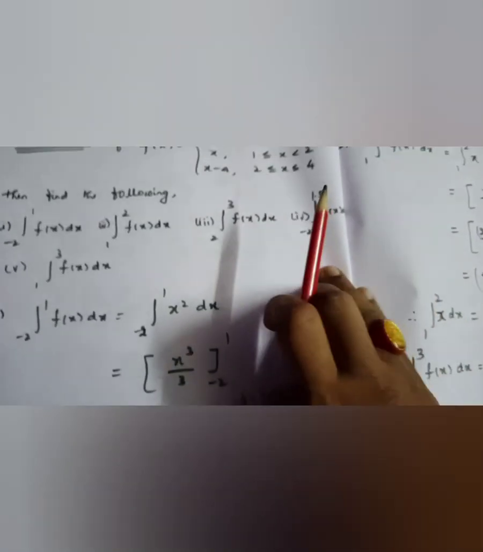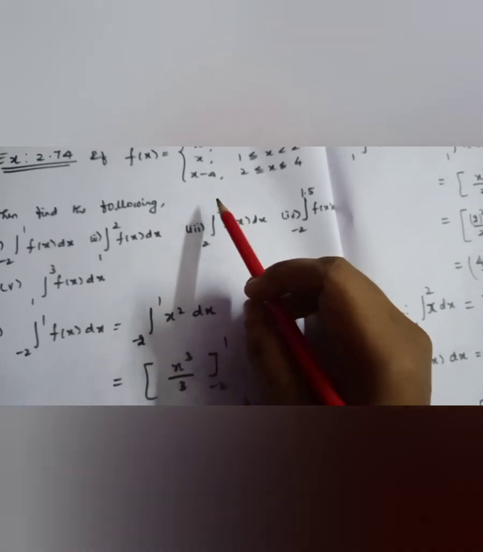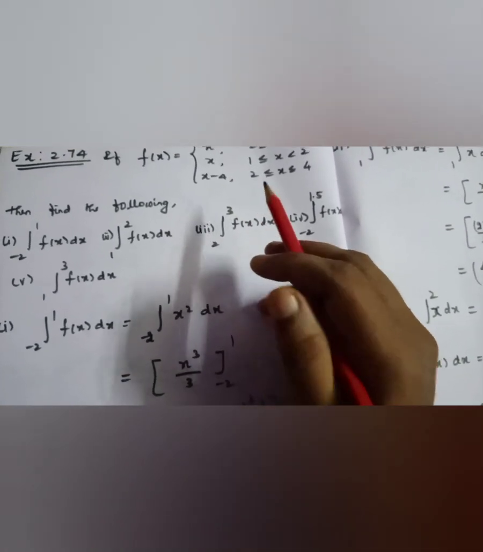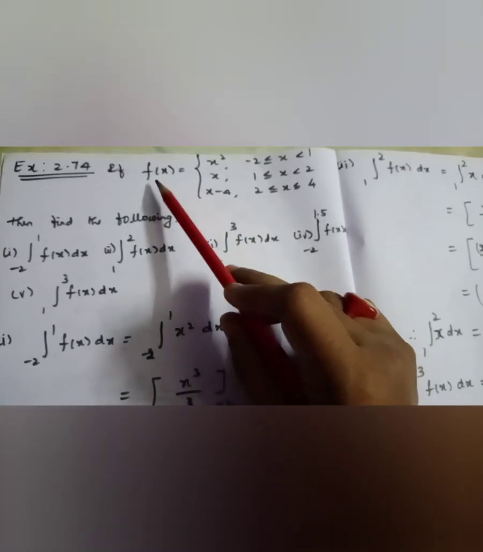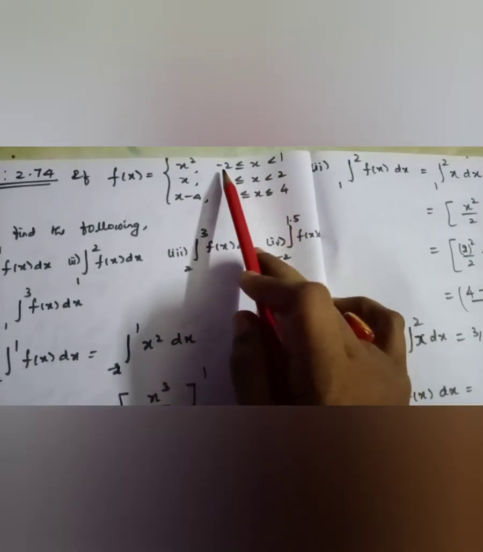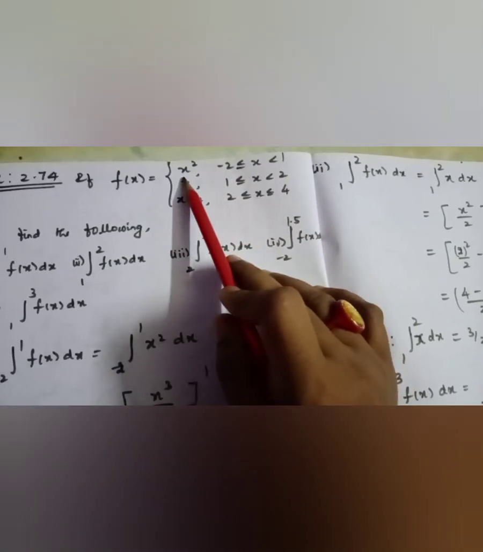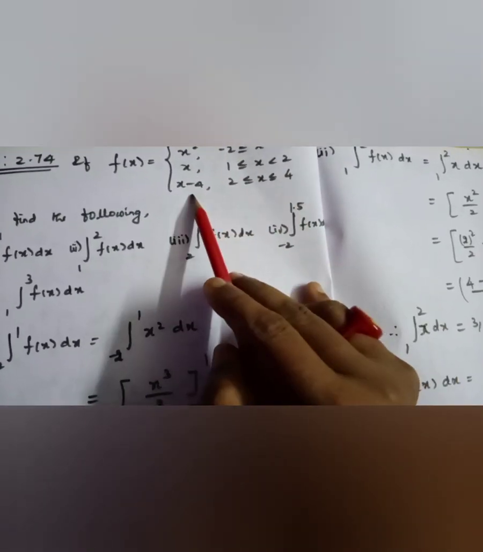Now example 2.74. This is a very simple sum, and it was asked in 5 marks also. We have the same similar type in the exercise also. We'll see that when we are doing the exercise. Now see, they have given a function. Depending upon the limits, you have to choose the function. If it is between minus 2 and 1, you have to take this. If it is between 1 and 2, you have to take this. If it is between 2 and 4, you have to take this.